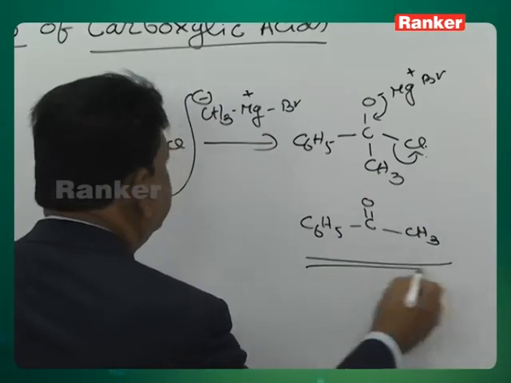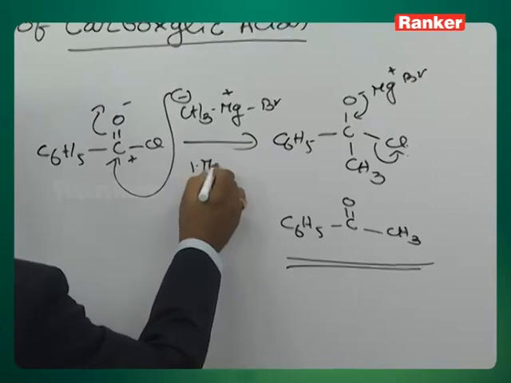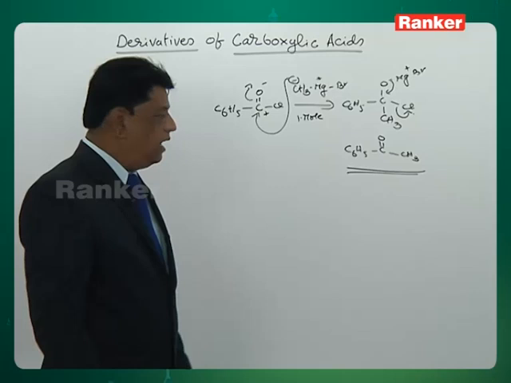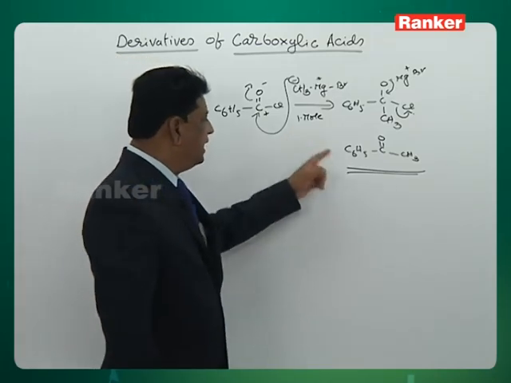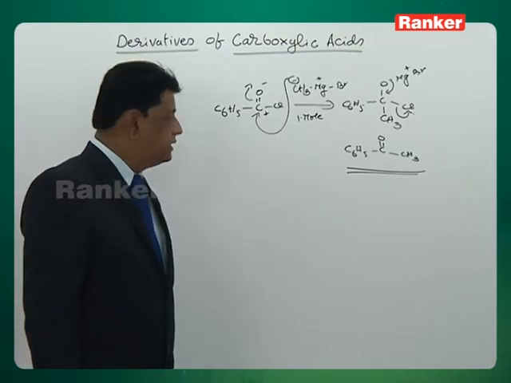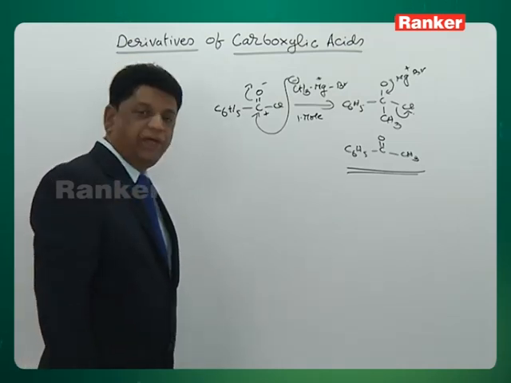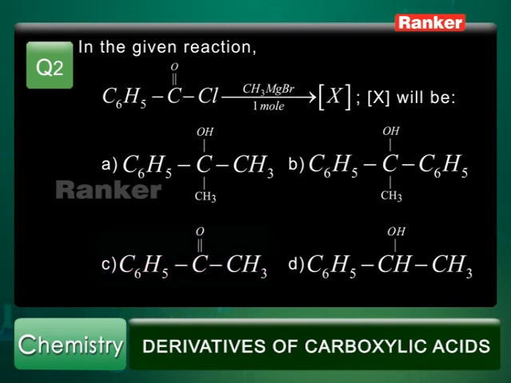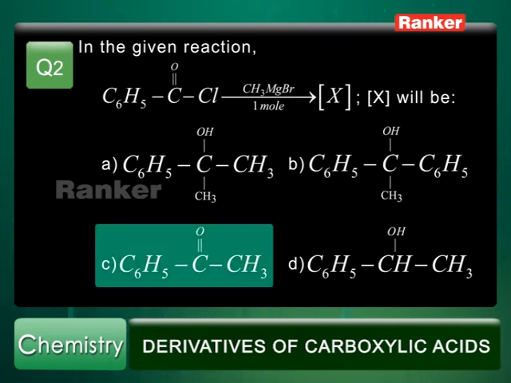But this reaction is only theoretical because he has asked only 1 mole of the reagent. In general, if nothing is mentioned, or if excess is specifically mentioned, once again the ketone reacts and you will get a tertiary alcohol actually. But in this reaction, the final answer is nothing but the ketone, that is option C, the phenyl methyl ketone.